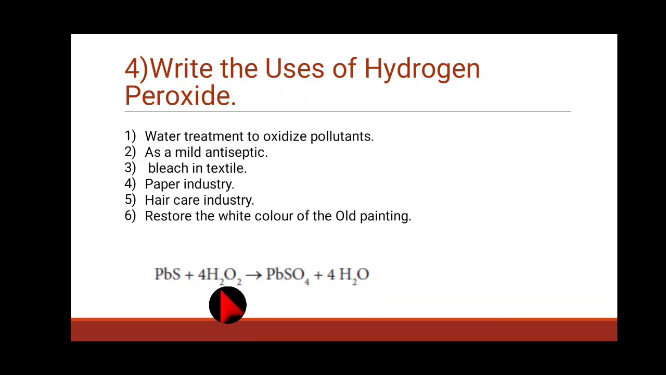Hydrogen peroxide is used to restore the white color of the old painting, which was lost due to the reaction of hydrogen sulfide in air with the white pigment Pb3(OH)2(CO3)2 to form black lead sulfide. The hydrogen peroxide oxidizes the black lead sulfide to white lead sulfate. So the black lead sulfide turns to white lead sulfate, thereby restoring the color.